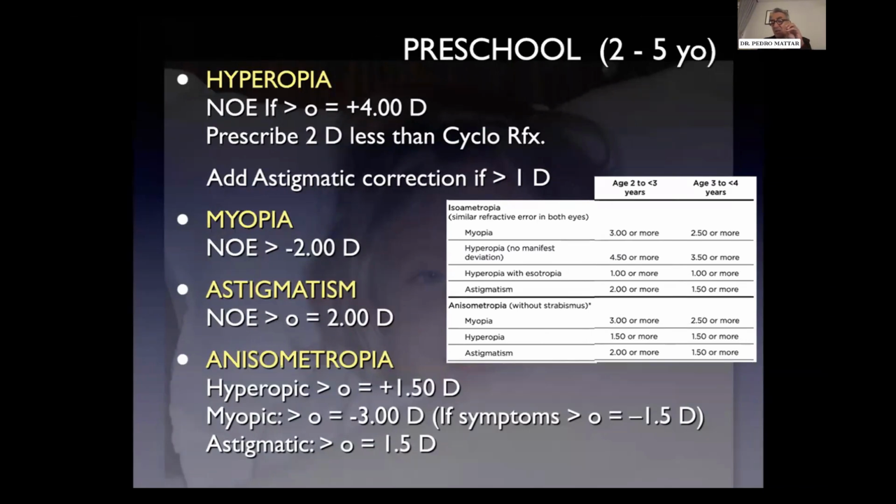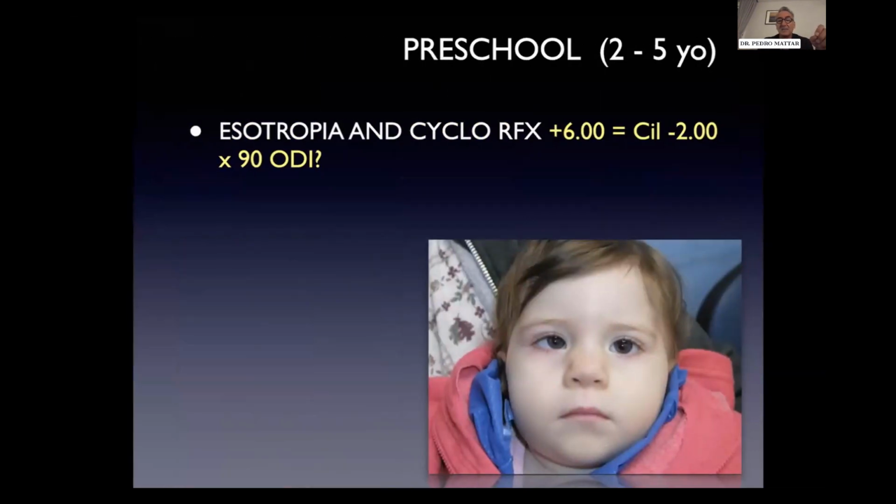This varies, and that's why you need to individualize this patient. There are some patients that are very curious, and they have an activity that they like to look at far, and they start to do a squeezing. So those patients, I think they need to be corrected. And in case of astigmatism, 2 diopters. In anisometropia, these are the guidelines that we use.